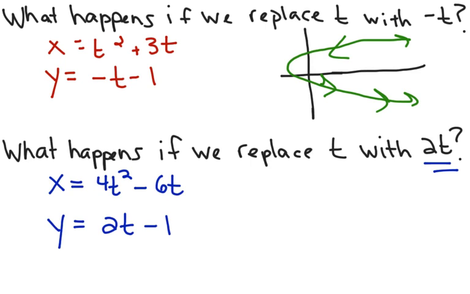What happens is we have a parametrization that contains more information than just the shape of the curve. It also indicates how the curve is being traced out. So sometimes it goes one direction, sometimes it goes the other direction, and sometimes it goes faster than normal.